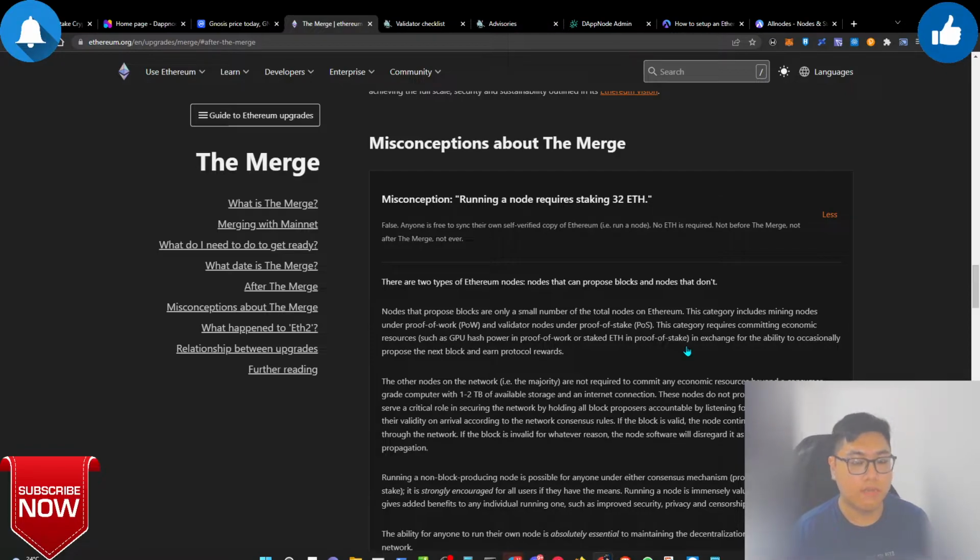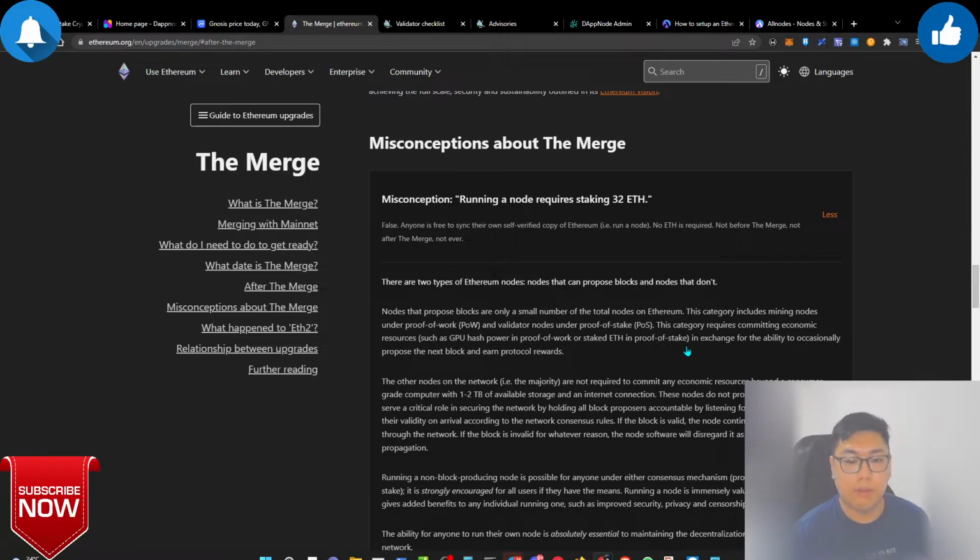For a node, you are just running a copy, and of course not really doing much. You don't have the say on whether this block is correct or this block is wrong. You do not have the ability to do it, because you need to have some money in the game, some skin in the game, which is 32 Ethereum for the Ethereum 2.0 validator. So these are the differences.